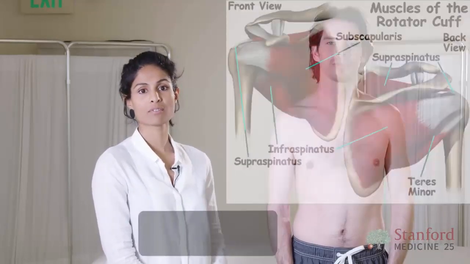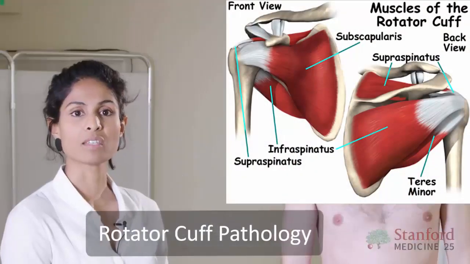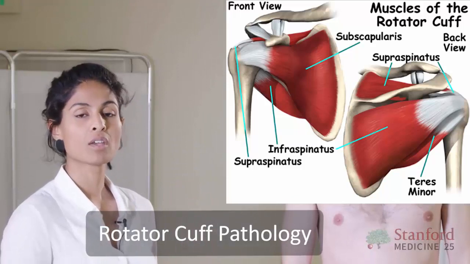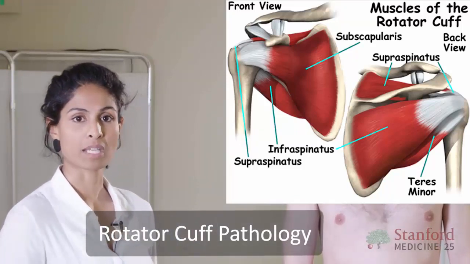So next I'm going to show you targeted clinical examinations of the shoulder joint for the most common pathologies. I will start with the rotator cuff, as it is the most common diagnosis. We will test the 4 rotator cuff tendons: supraspinatus, infraspinatus, teres minor and subscapularis.